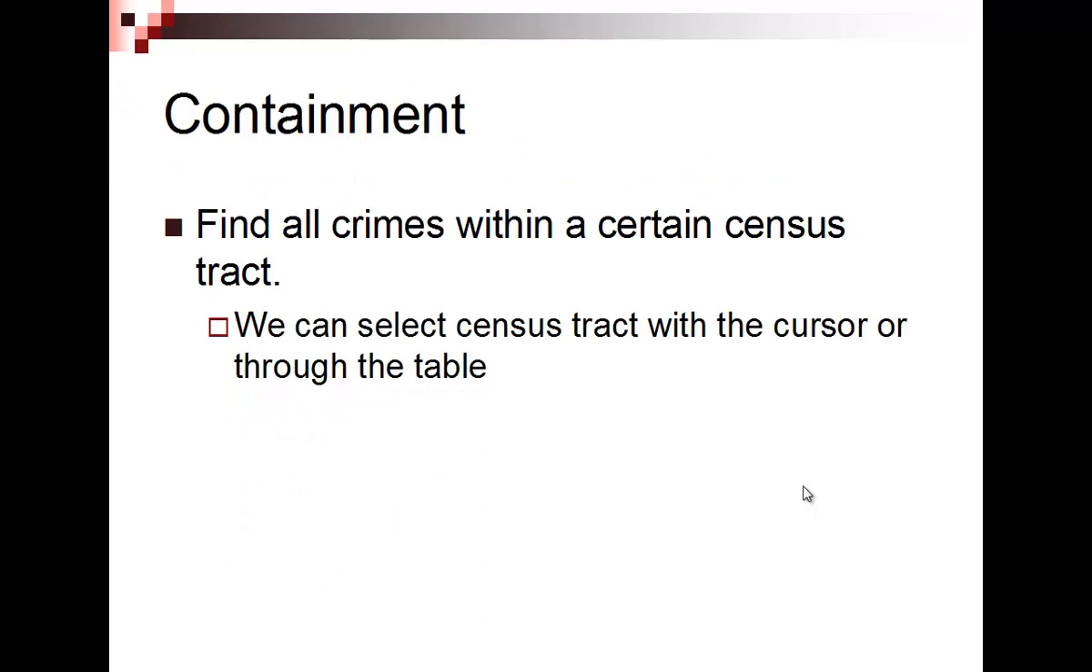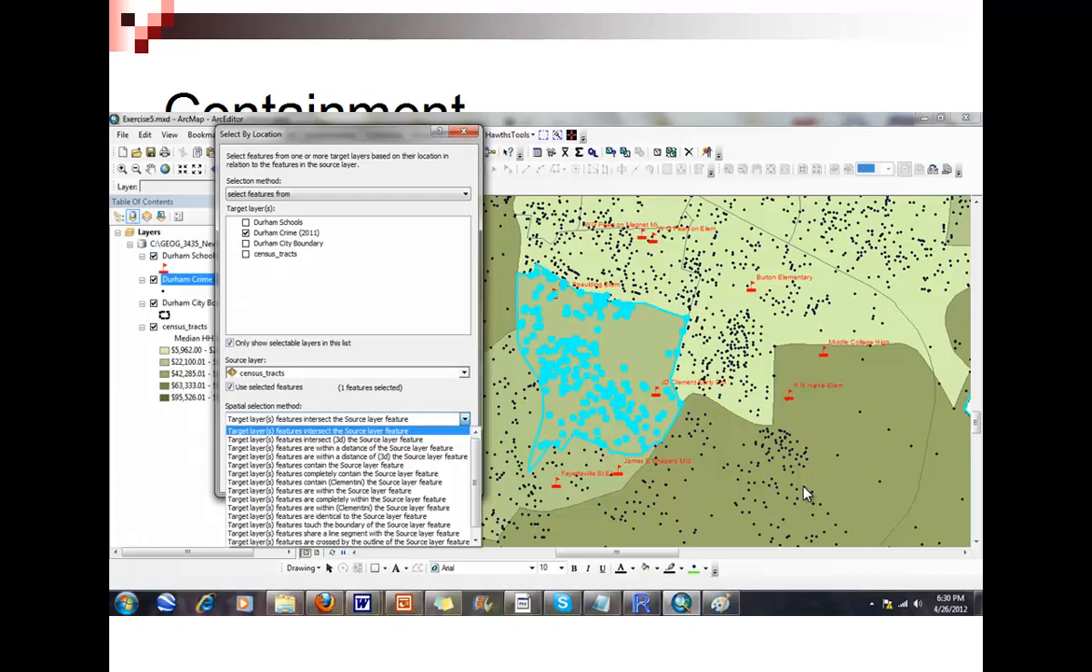Containment, we want to find all crimes within a certain census tract. So we can select the census tract with a cursor through the table. So I can grab this census tract, and this is the one near campus. And this is what the select by location looks like. Okay, and I talk about this in the tutorial. Select features from crime, and these are all the different types of criteria or methods that we have.